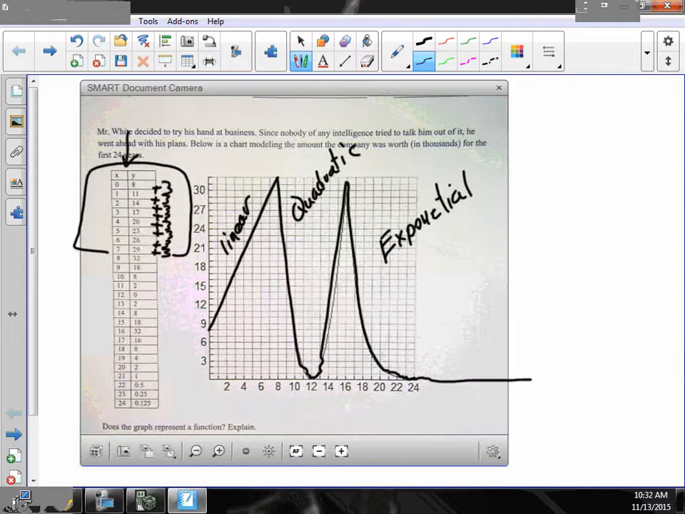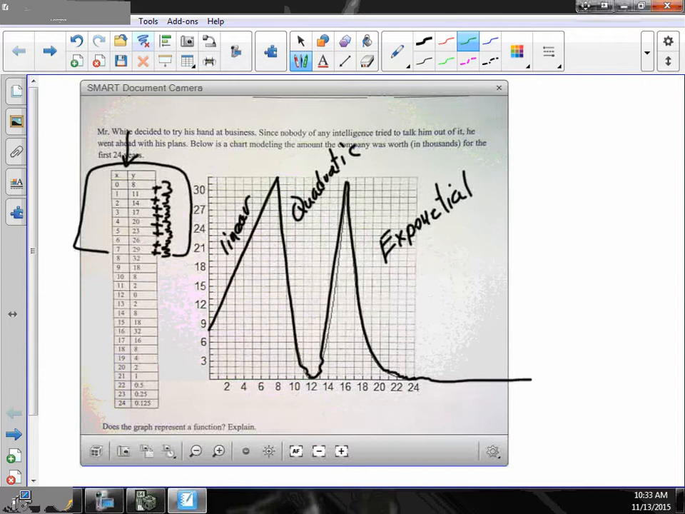So that question asks, what sort of pattern do you see in the chart? For the first 8 years, it goes up by 3 every year. So for the first 8 years, it is linear. And you can see that on the graph. For those first 8 years, we have a straight line. Then it changes. Anybody remember how to tell if an equation is quadratic by looking at the table of values?